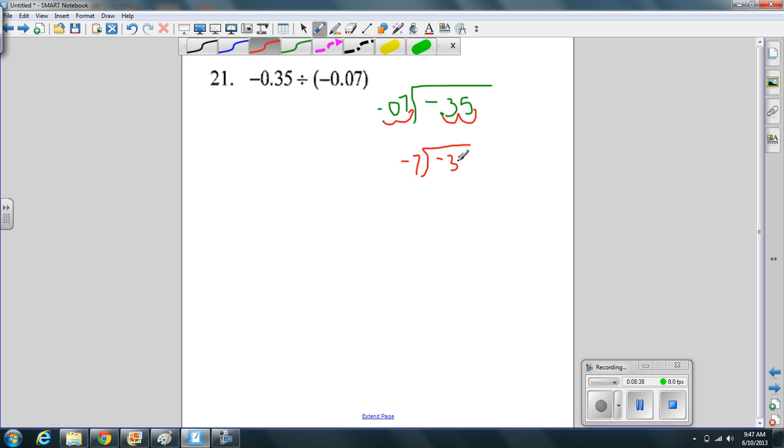So how many 7s in 35? I hope you are saying 5. And we have nothing left over. So our answer, since a negative divided by a negative is positive, is simply 5.